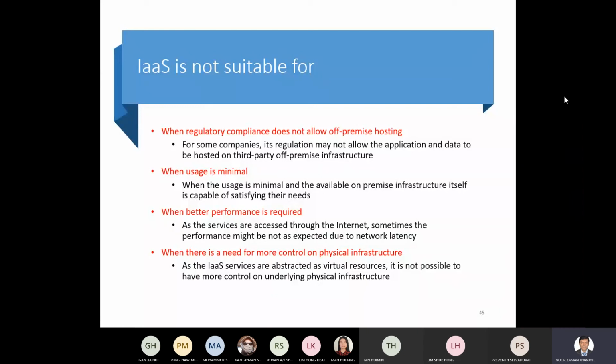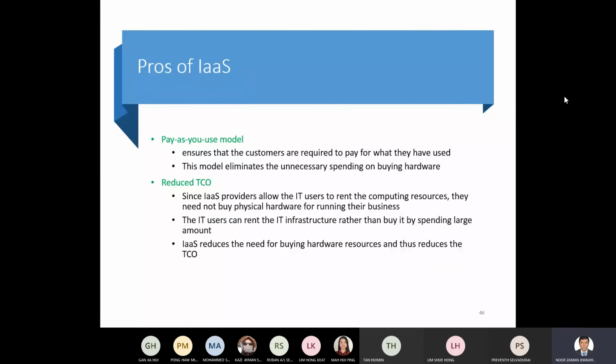Suppose we have less investment, and the company whose services we are using has an unpredictable number of users and unpredictable usage of the services. In that particular case, this could be the better option. So now we can see what the pros are.